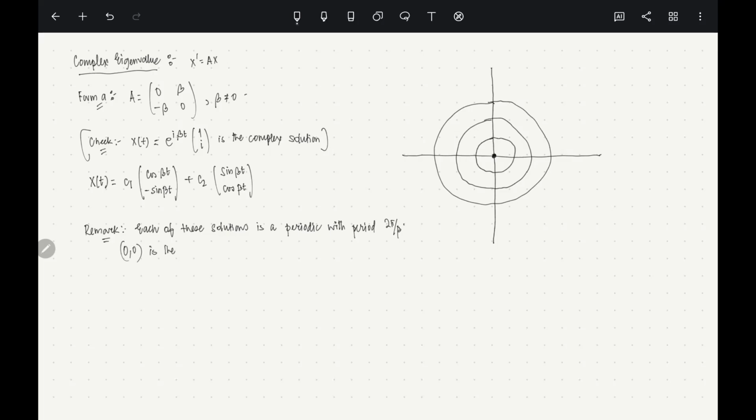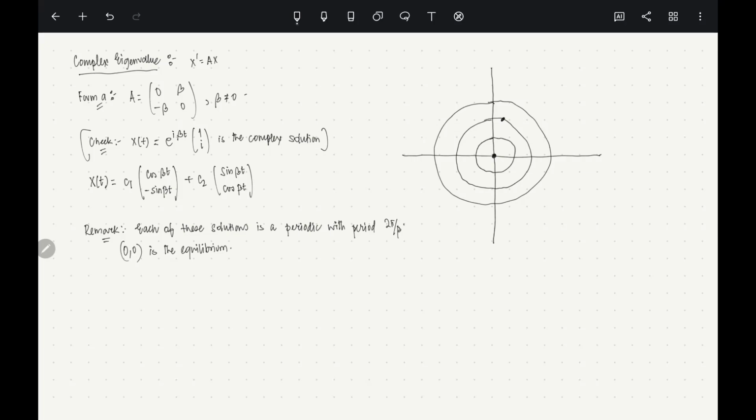That is always there. Equilibrium. And all the trajectories are just circles. So what does it mean? It means that if you put a point here, it will move radially around the origin. You understand? It will maintain the same distance from the origin. It will move around indefinitely.